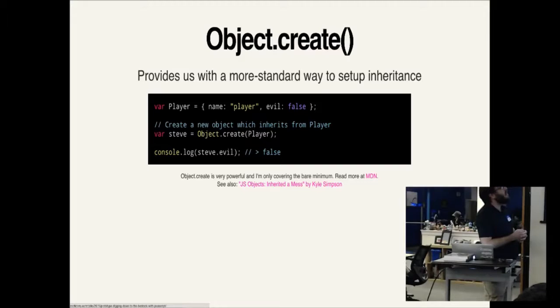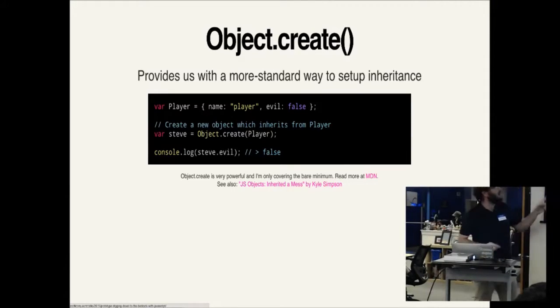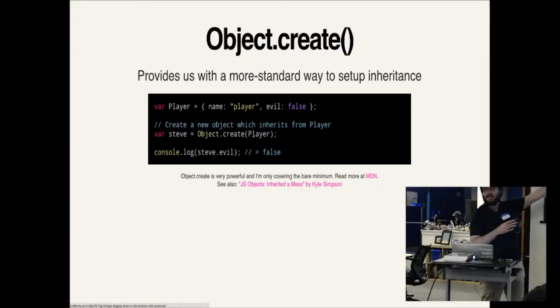So there's a new way to create objects called Object.create. And I'm just going to go through this example here. We're going to have a player object with these 2 properties, name and evil. And then this line is where it gets interesting, where we create our new Steve object. We use Object.create, and we pass in this object that we say, hey, I want Steve to use this object I'm passing in as its prototype.